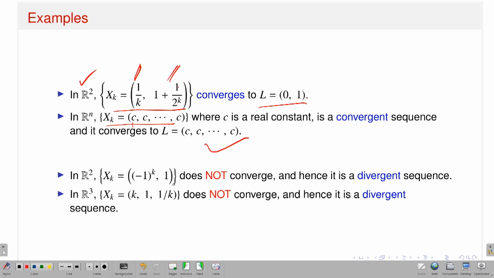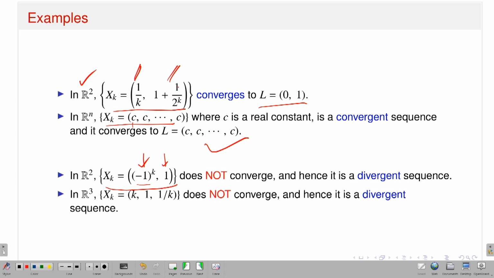Now, let us see some examples of a divergent sequence. Consider this sequence xk in R2. Look at the component sequences. One of them is minus 1 to the power k, and another one is a constant sequence. The constant sequence I know converges, but what about the first component sequence? Its first term is minus 1, then plus 1, minus 1, plus 1, and I already discussed that it is an oscillating sequence, not a convergent sequence. So, by the earlier theorem, since one of the component sequences diverges, the full sequence is divergent.